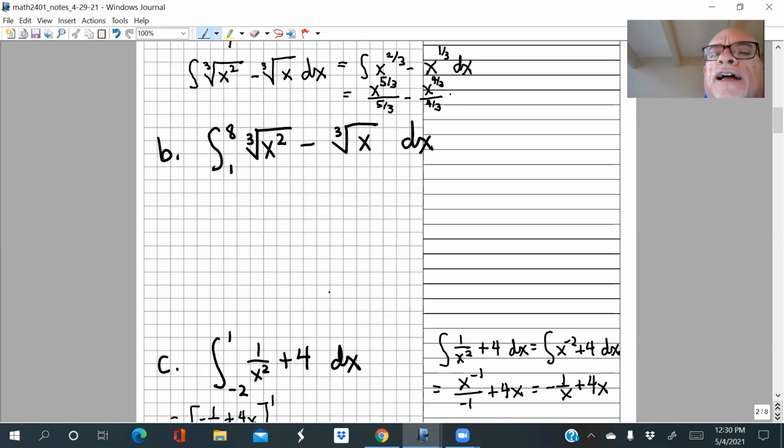Let's see what all this is. If you divide by 5/3, that's the same as multiplying by 3/5. So you have 3/5 times x to the 5/3. I think that's the cube root of x to the 5th power. And then minus, let's see, this is 3/4, and then the cube root of x to the 4th power.